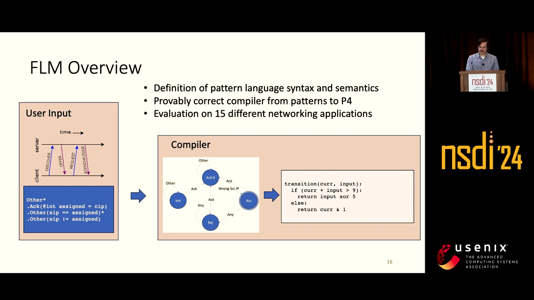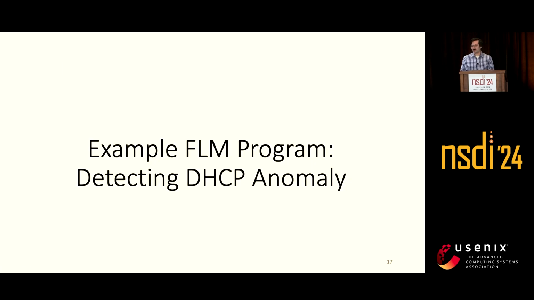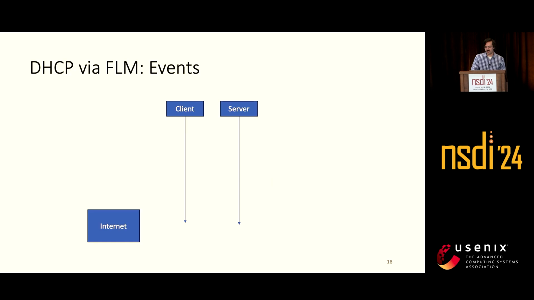We've provided a definition of the syntax and semantics for this pattern language. We have a proof of correctness of our compiler from the pattern semantics all the way to P4. And we've evaluated this pattern language on 15 different networking applications. So next I'm going to walk you through how a programmer would write an FLM program to detect anomalies in the DHCP protocol.